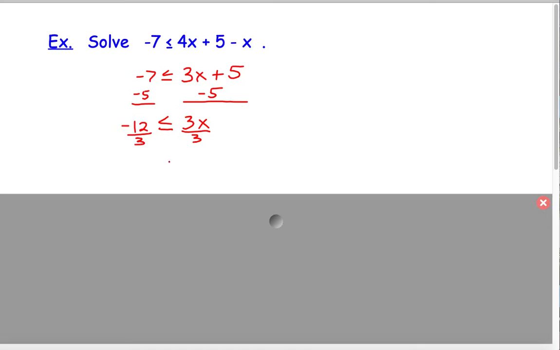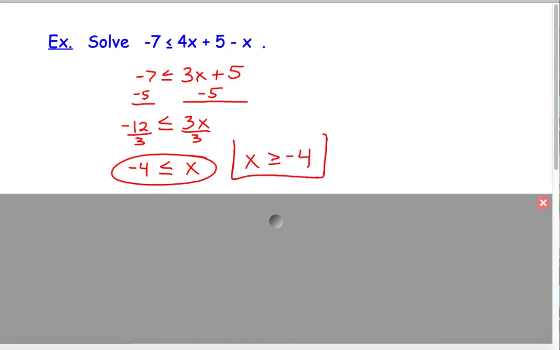That doesn't change the inequality. So on the left side, I'll have negative 4, and on the right side, I'll have 1x. Now, this is fine. You can leave it like that, or if you want to write the variable first, we would write x is greater than or equal to negative 4. And either one is fine.